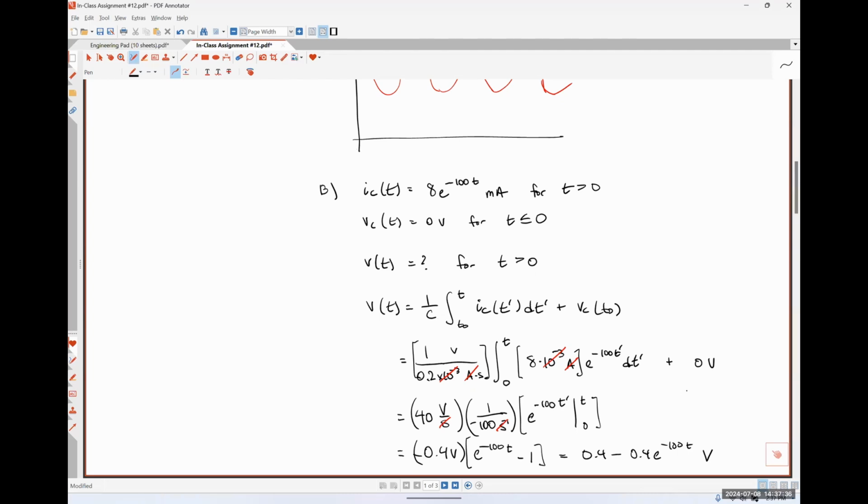So any questions regarding part B of this problem? Like I said, I think it's a little bit more straightforward.